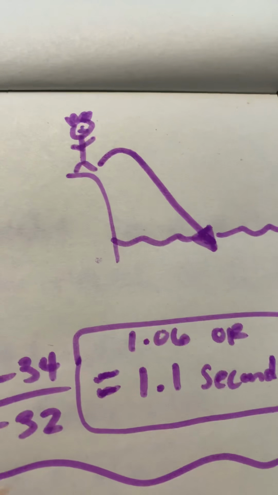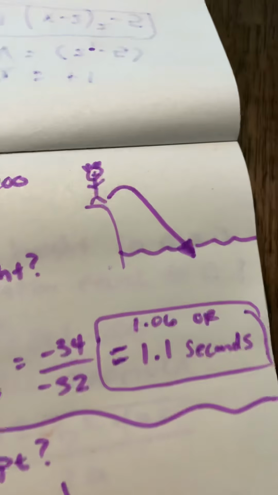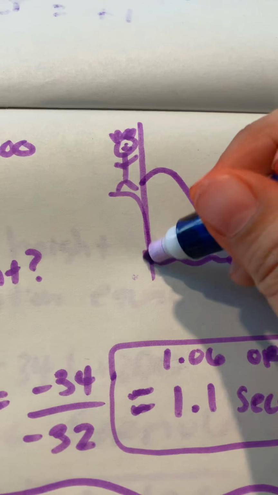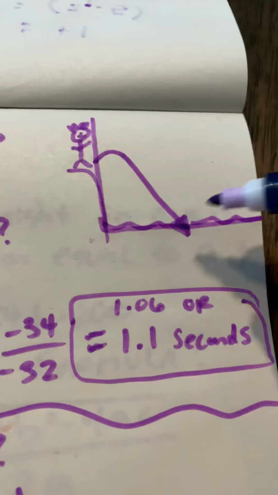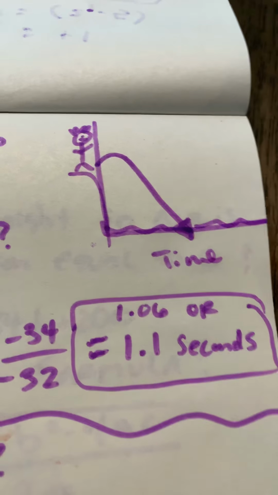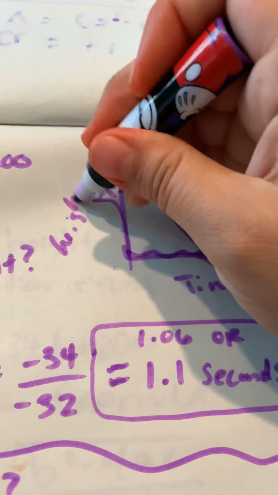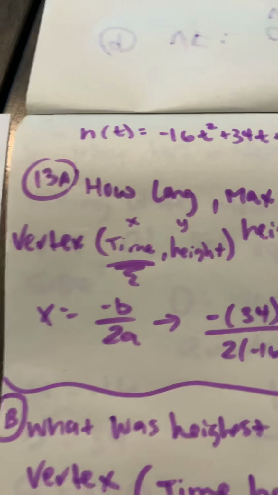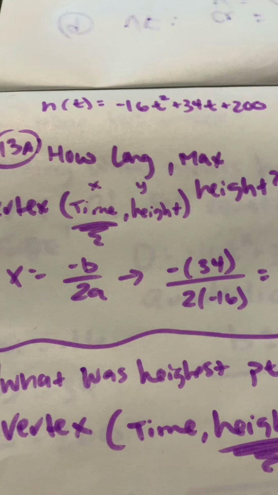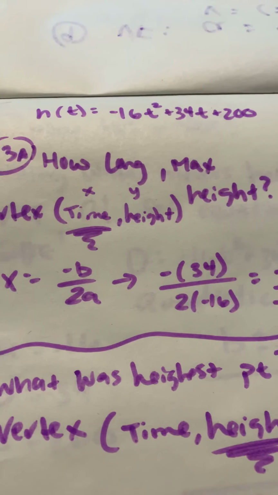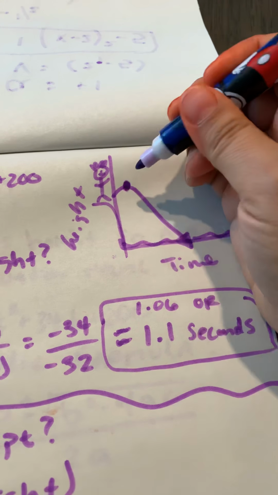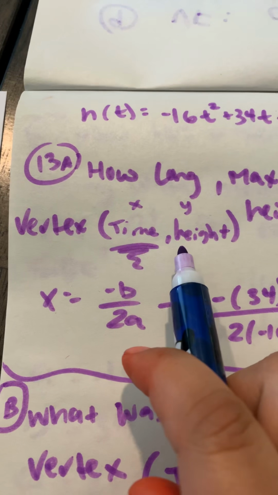So this is Jason, he's jumping off a cliff. Technically, this would act like the y-axis, and then the water would be like the x-axis. So remember that time is the x-axis, height is the y-axis. So the first question's asking how long did it take for him to reach his maximum height. And remember that that's referring to the vertex and the time part of the vertex. So vertex is time and height.